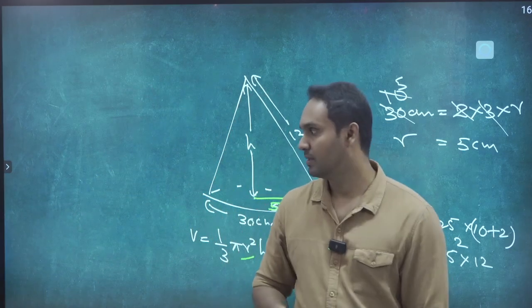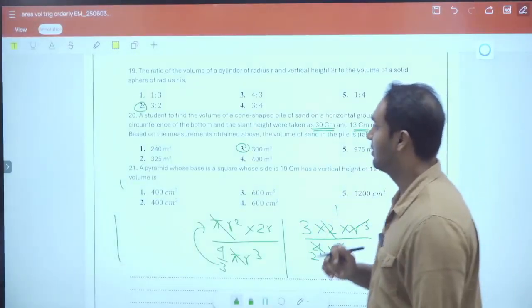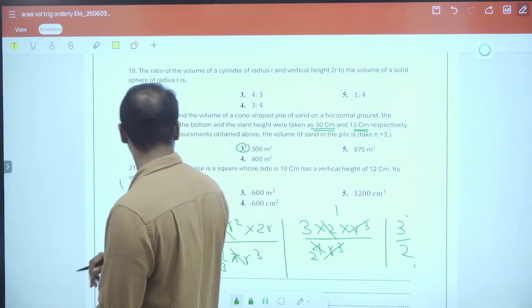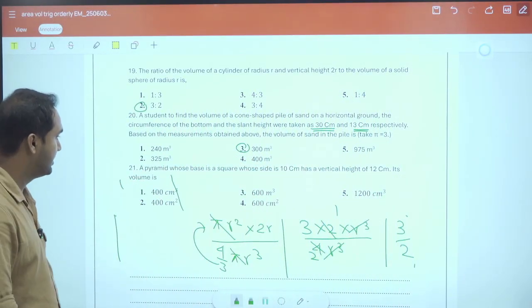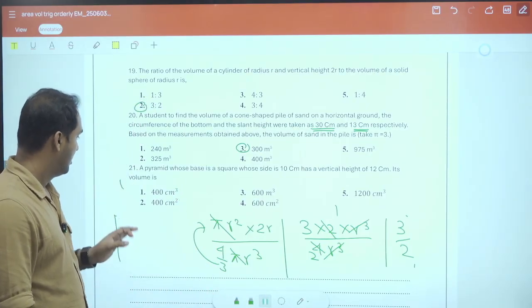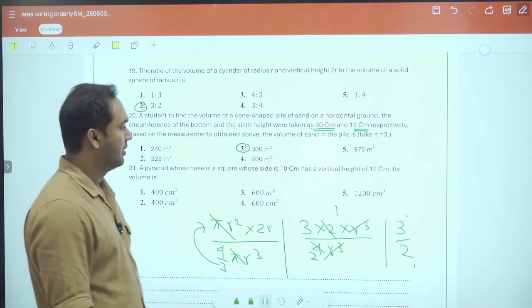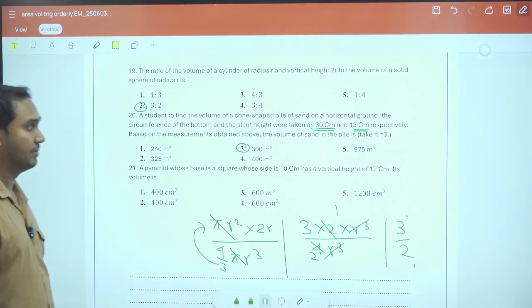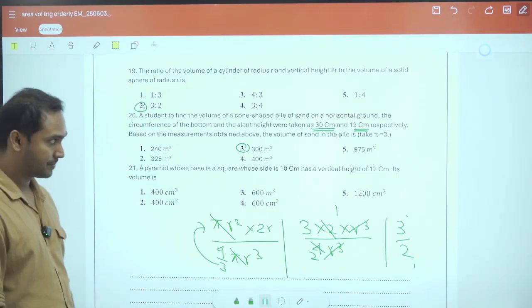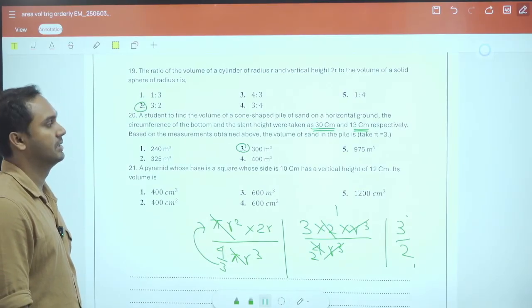Right, you're done with the question? Yes. Nice. So going to the next one, the final question. Listen. A pyramid whose base is square, whose side is 10 centimeters, has a vertical height of 12 centimeters. Its volume is... They are asking for the volume.